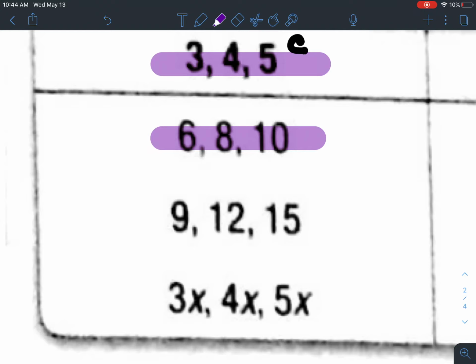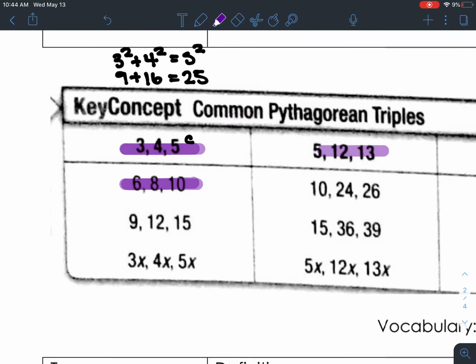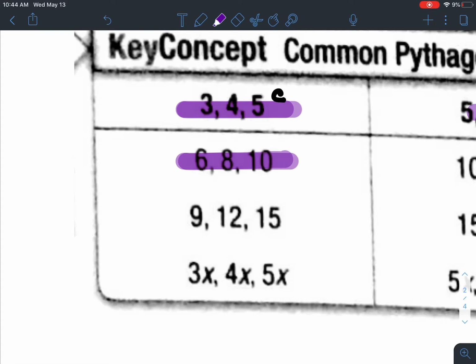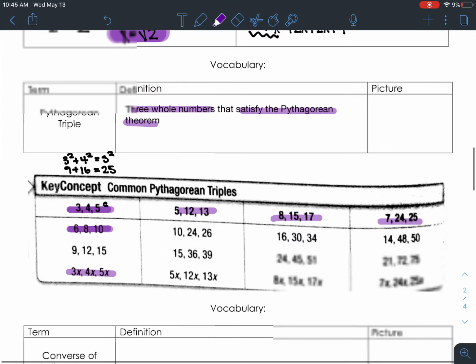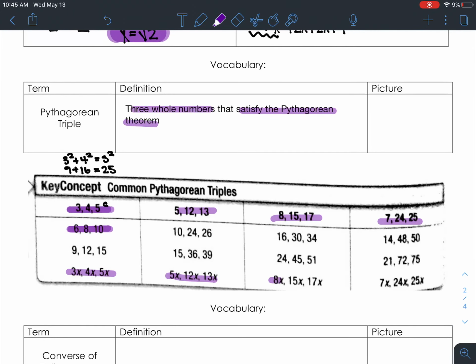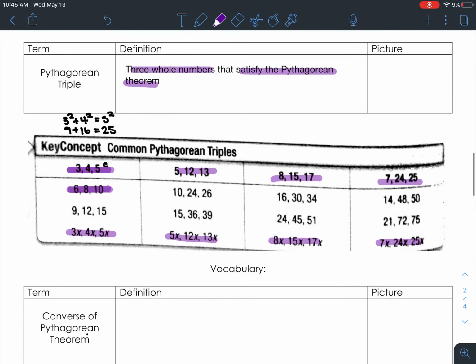So the proportional or similar sides from these base triangles are also common Pythagorean triples. Meaning if I took the 6, the 8, and the 10 and plugged it into the Pythagorean theorem, it would satisfy the equation, okay? So if you look down here, 3x, 4x, 5x, that's saying you can multiply that 3, 4, 5 triangle by any number and it would still be a right triangle, okay? And that's the same with all 4 of them.